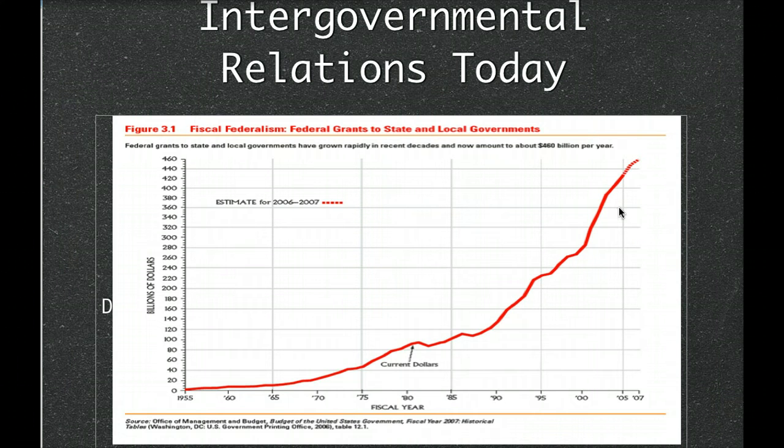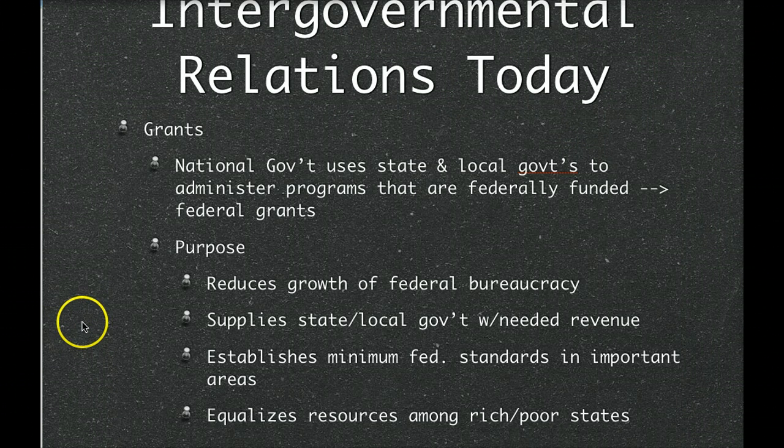Now that allows us to go over the types of grants that exist within the system. And the first one we're going to look at will be categorical grants. But we have to say first, what are grants? Well, grants are money that the national government gives to the state and local governments to administer programs that are federally funded. Hence, they're called federal grants.